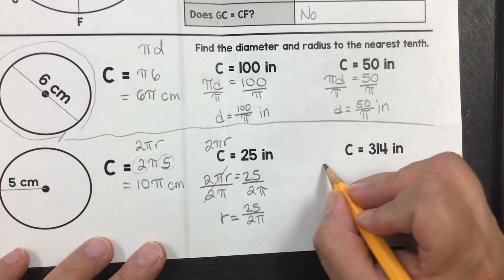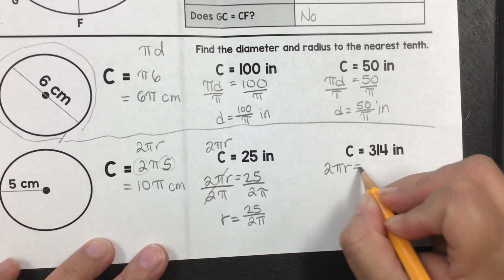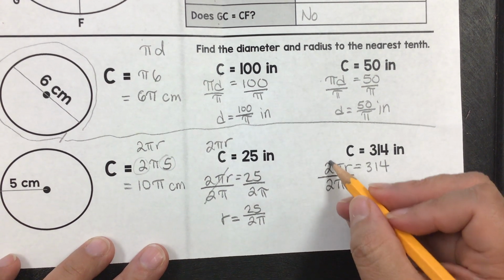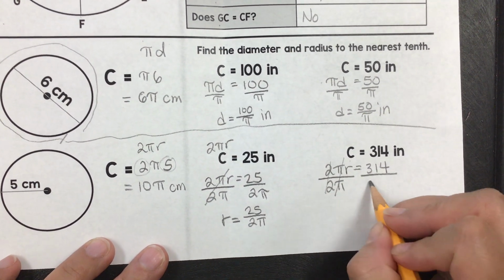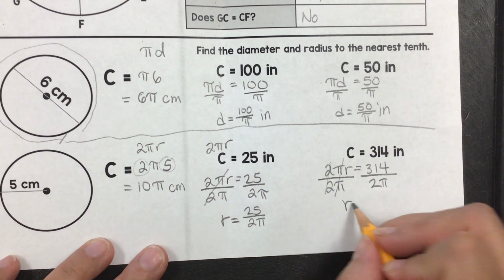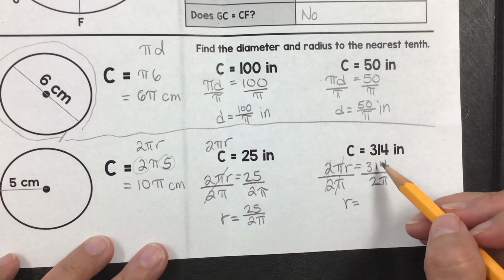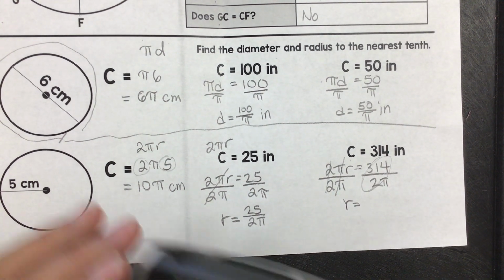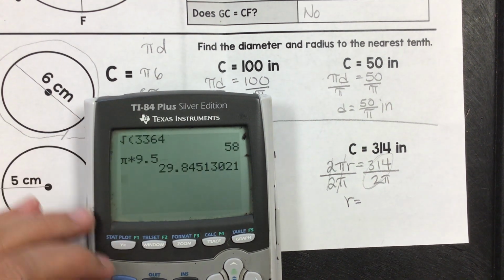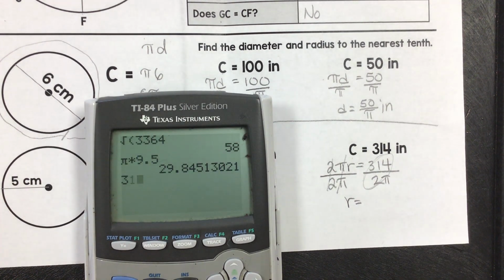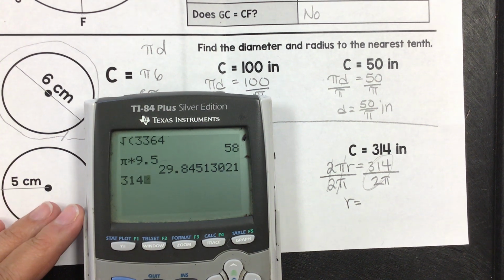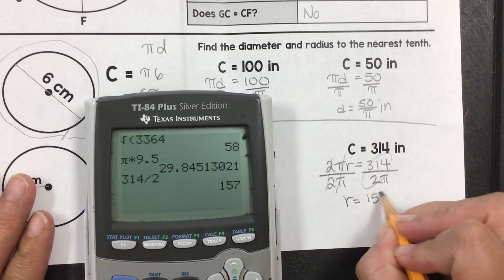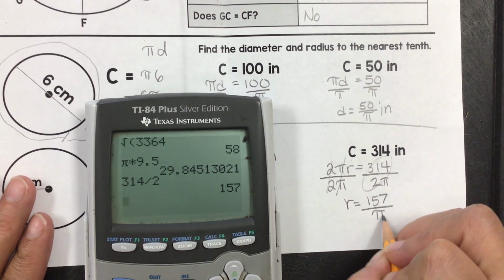So the circumference is 2 pi r is equal to 314. We're going to divide by 2 pi on both sides to cancel the 2's, cancel the pi's. R is equal to, but these are multiples of 2, so that means I can simplify that. 314 divided by 2 gives you 157 divided by pi.